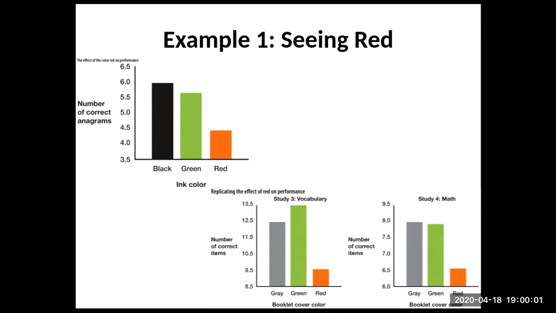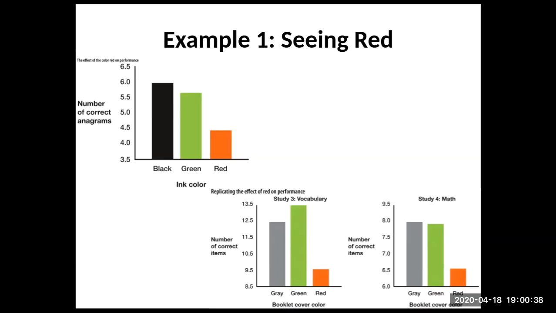So in this case, instead of black, they replaced black with gray. And they had gray, green, and red, as you see on the bottom. There's vocabulary and there's math. So instead of using anagrams again, they were replicating the effect of red, and they wanted to see if they got the same effect with a slightly different subject. So in study 3, and don't ask what happened to study 2, it's not here, they used vocabulary words to see how many they'd get right. And in study 4, it was math problems, and everybody got the same, right? The control was for the same type of math problems or the same vocabulary words.